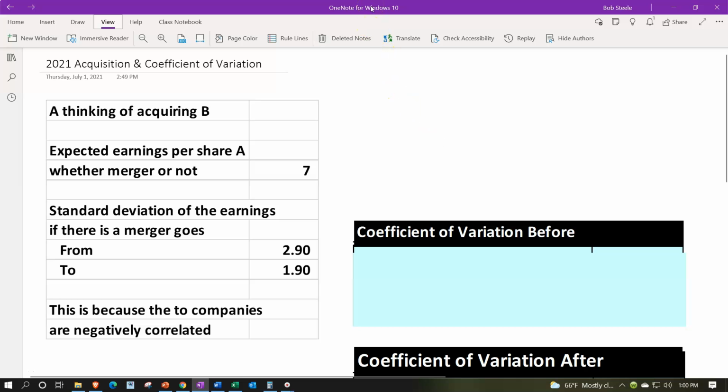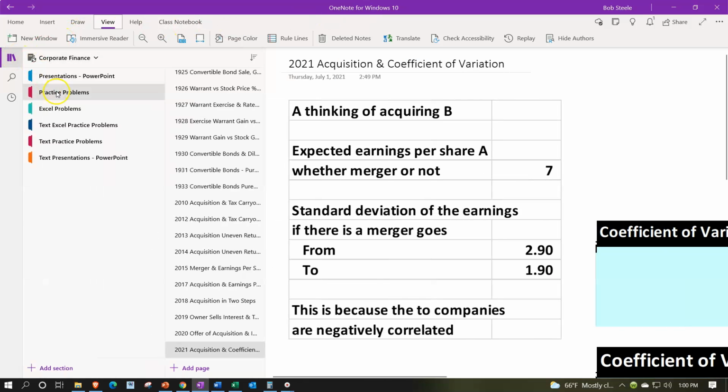If you have access to OneNote and would like to follow along, you're not required to, but if you would like to, we're on the icon on the left-hand side in the Practice Problems tab, down in the 2021 Acquisition and Coefficient of Variation tab. Also note, when using OneNote, look at the Immersive Reader tool. Our presentations will also be in the text area, same name, same number, but with transcripts. Transcripts can be translated into multiple different languages and either listened to or read in them.